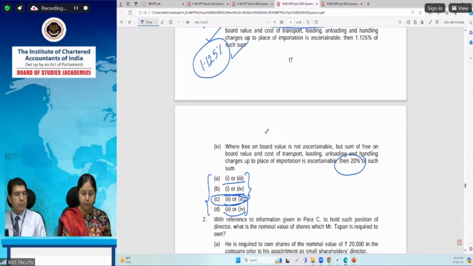Now, let's move to the question which pertains to law, for which we have Shraddha with us. Shraddha has joined.